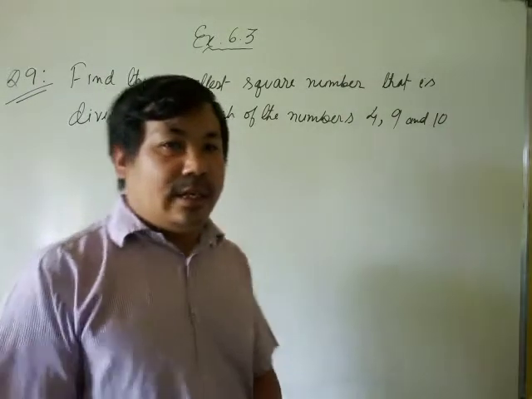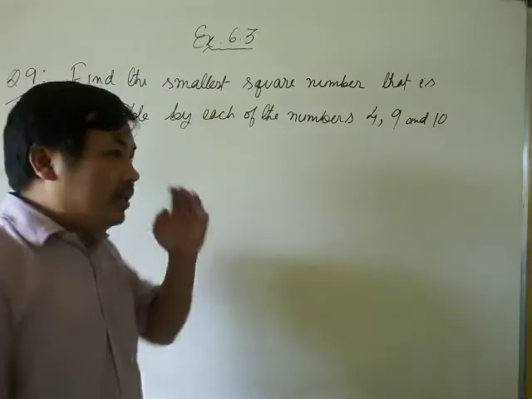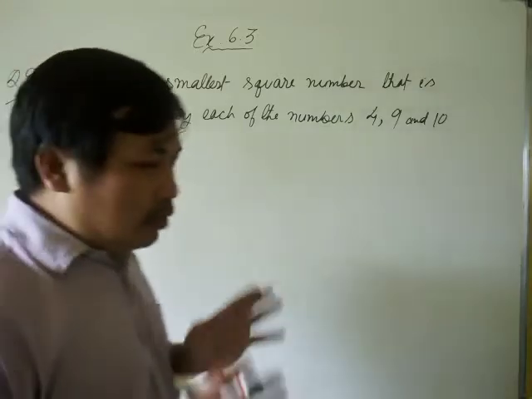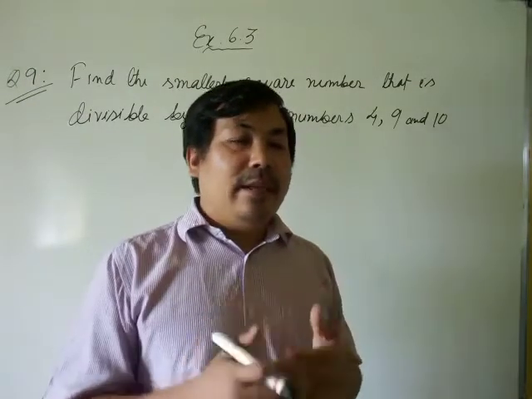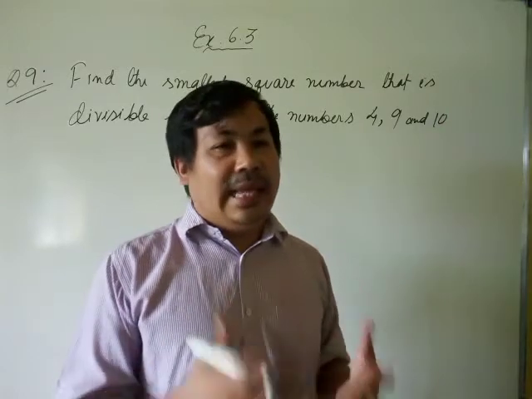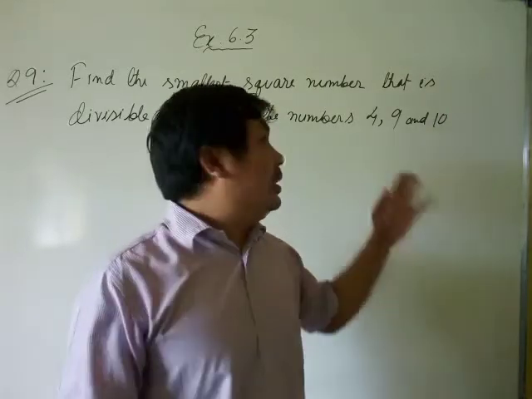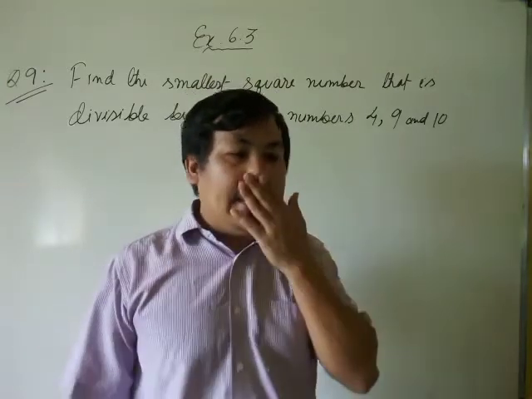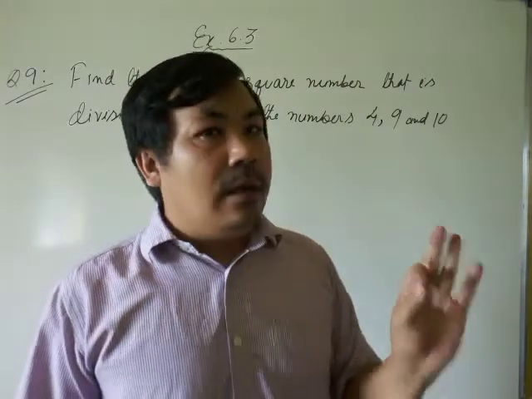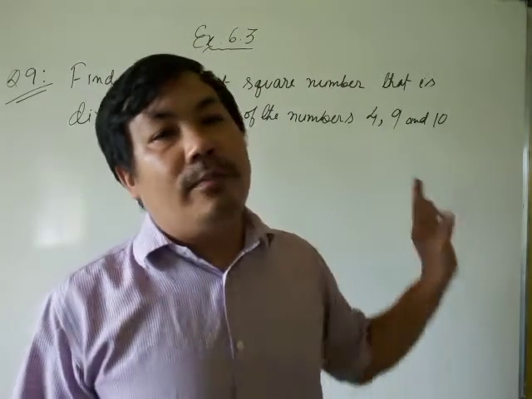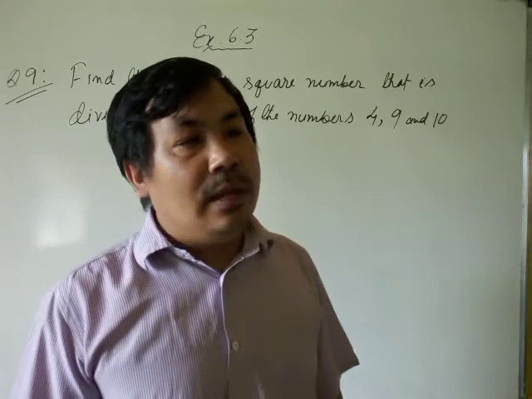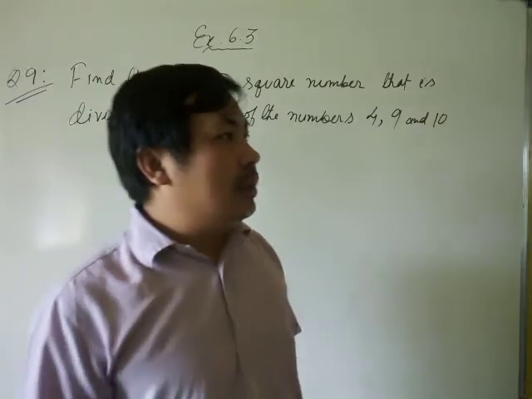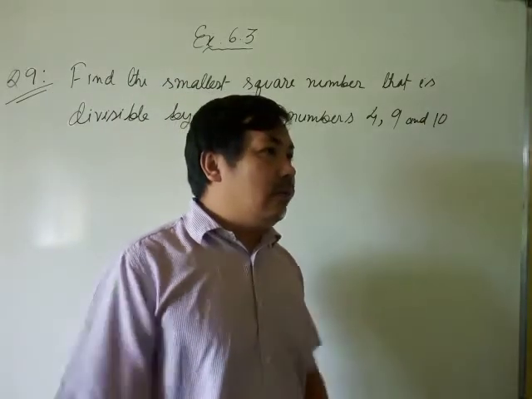So once again, students, here we have question number 9. You see that the conditions are given here. Find the smallest square number that will be divisible by these three numbers, by 4, by 9, by 10. It means we have to find out the smallest common multiple of these 3. You got it? If we get the smallest common multiple of these 3, then that will be the number.